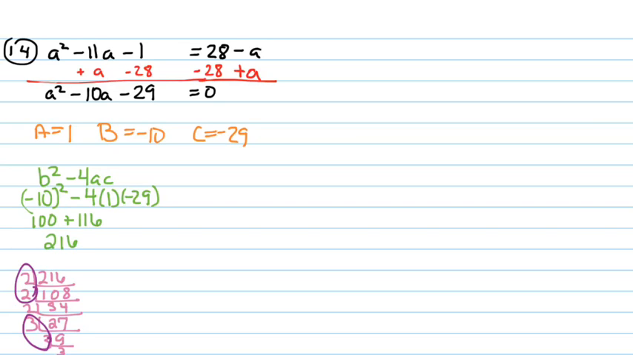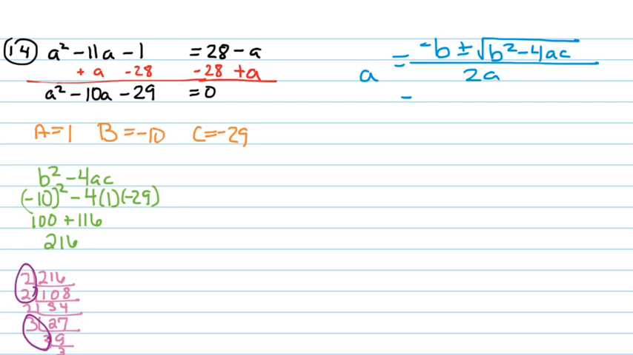And so I'm going to go over to my quadratic formula. And I have A is equal to negative B plus or minus the square root of b squared minus 4ac, all divided by 2a. And so opposite b, in this case, b is negative 10. So opposite b and negative 10 is a positive 10. Times the square root of 216 over 2 times a, which is 1.